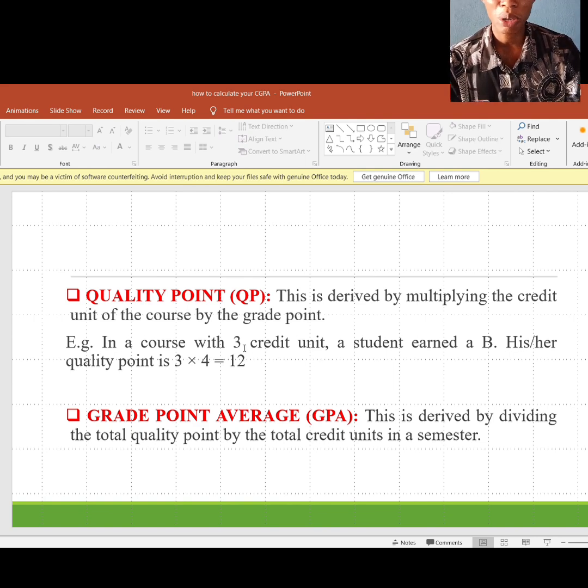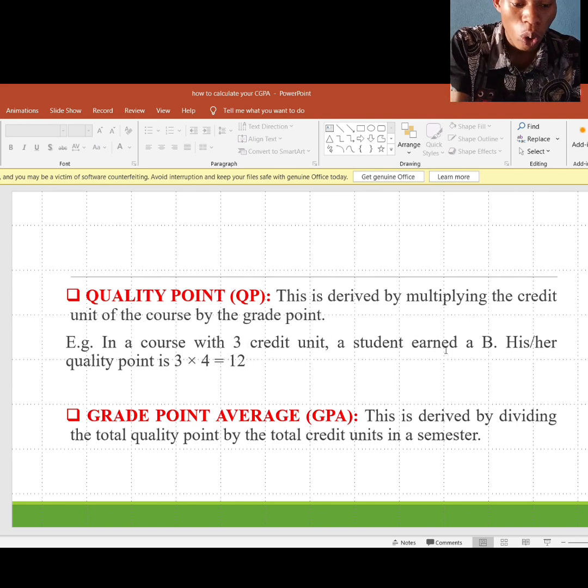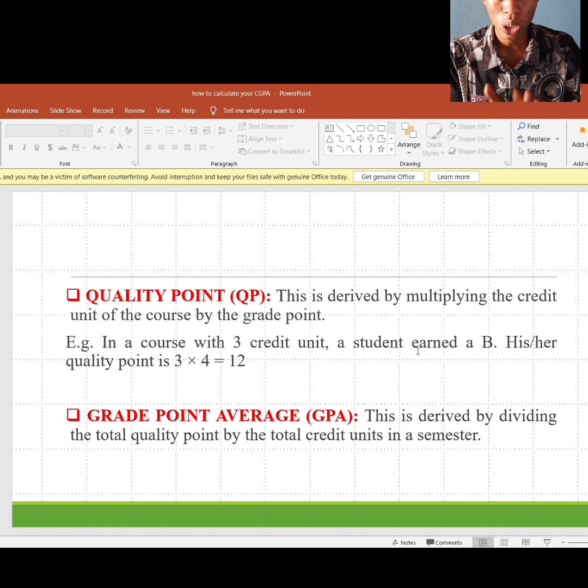Math 120, let's say Math 120 is a 3 credit unit course, and a student earned a B. Remember, what's the grade point for B? 4, right? Good. So if you have B in that course and the credit unit of that course is 3, to get the quality point, you say 3 times 4, which will give you 12. Do you understand that?